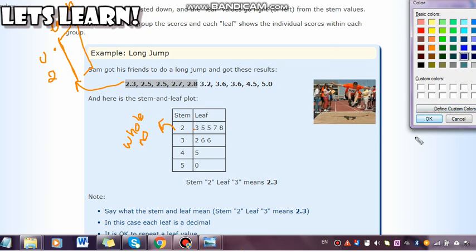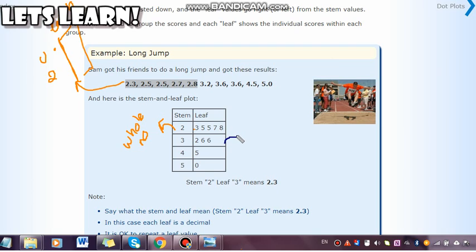Decimal number. So it's basically the decimal number.